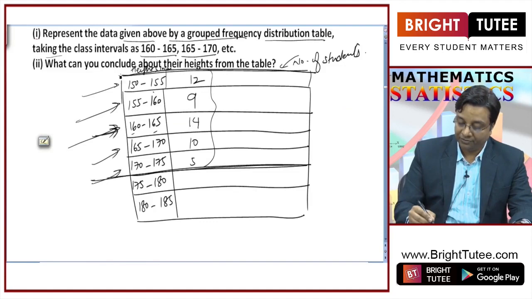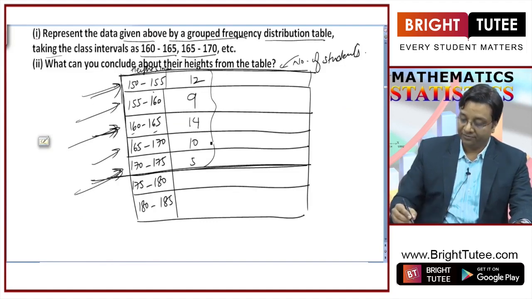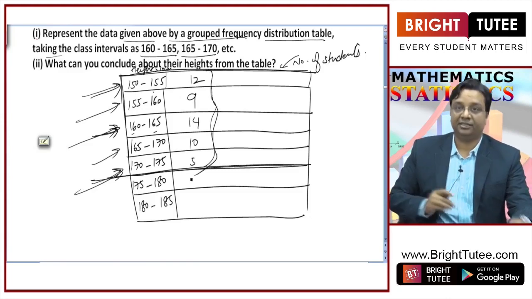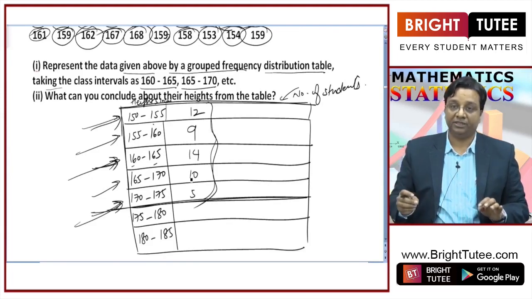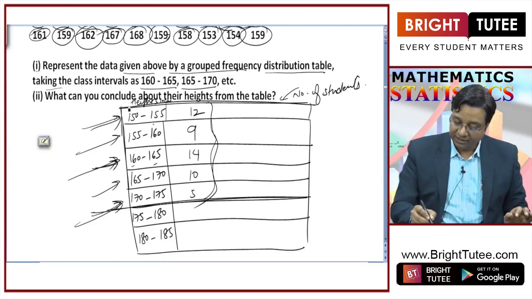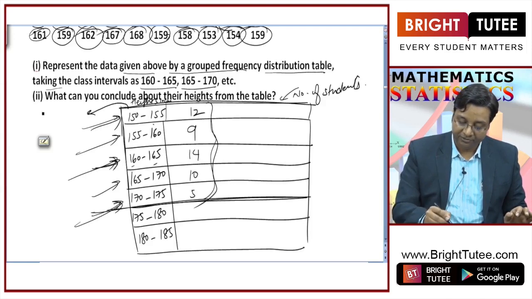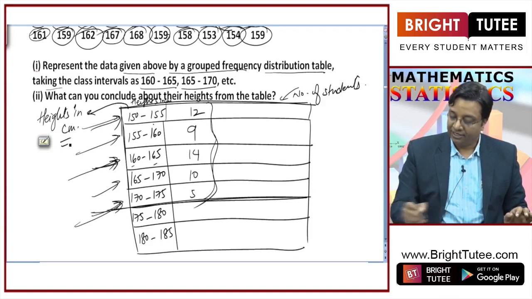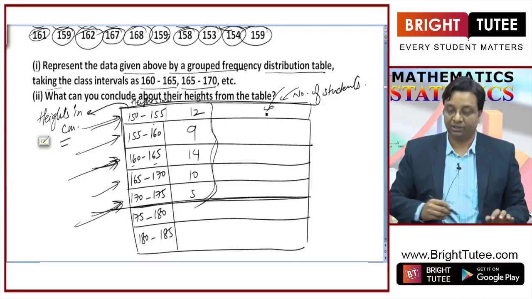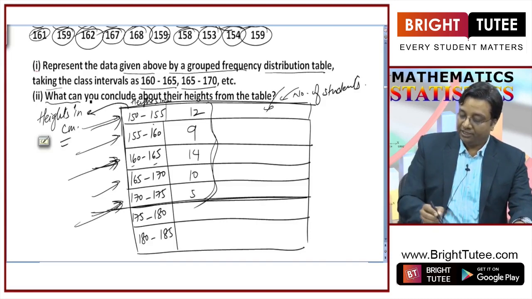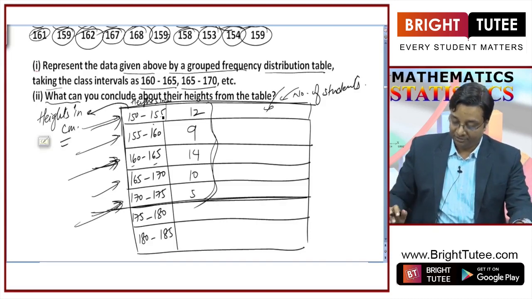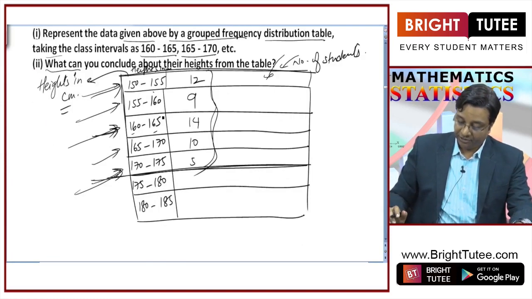Okay. We start from 150 to 155, then go up to 170 to 175, and all the data is exhausted in this table. So I have represented this data in grouped frequency distribution table, where this column gives me heights of students in centimeters and this column gives me number of students or the frequency. Now look at this. What can you conclude about their heights from this table?